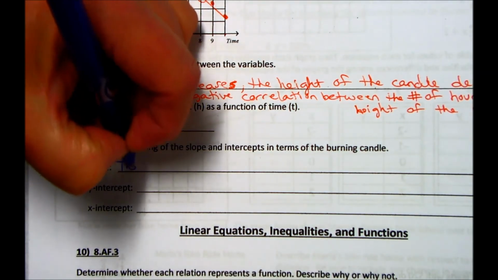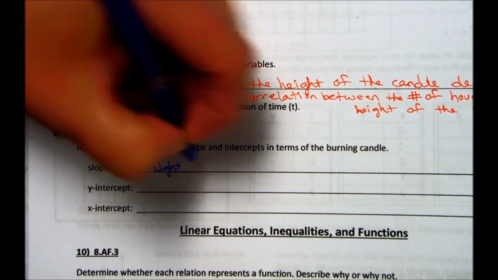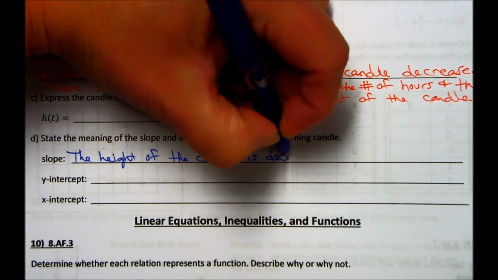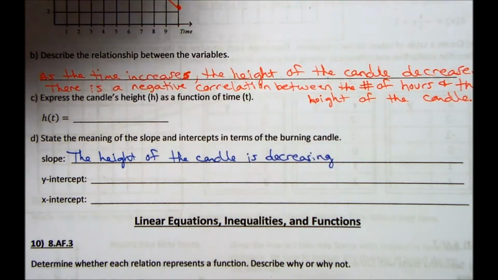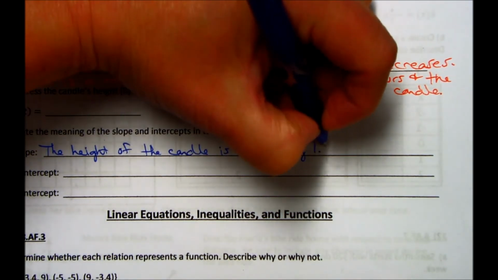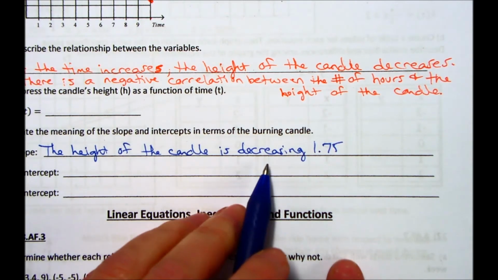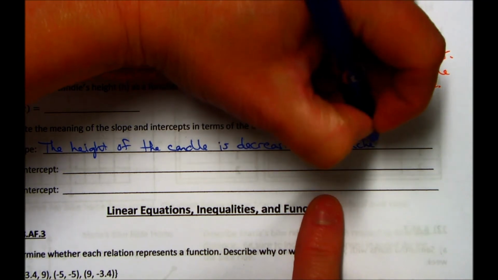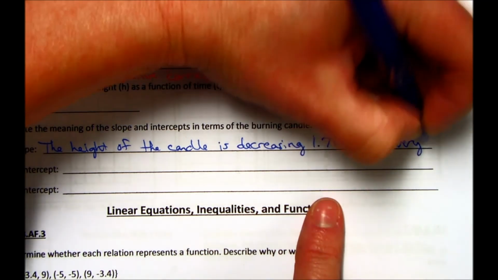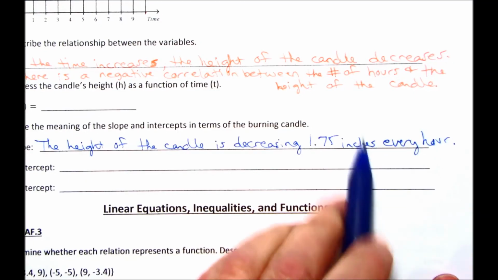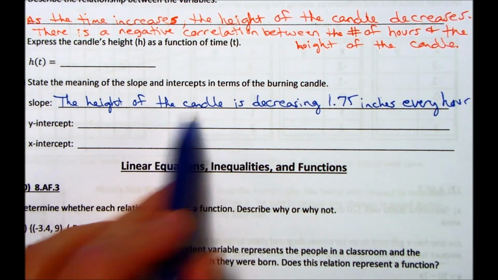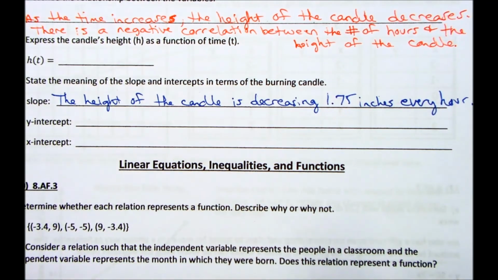So the height of the candle is decreasing, and here's where I'm going to put my slope in, 1.75. Notice I don't put a negative here. The decreasing is taking care of the negative. 1.75 inches every hour. And notice we also included our units of measure in our description. That's always something that you want to do. So the height of the candle is decreasing 1.75 inches every hour.